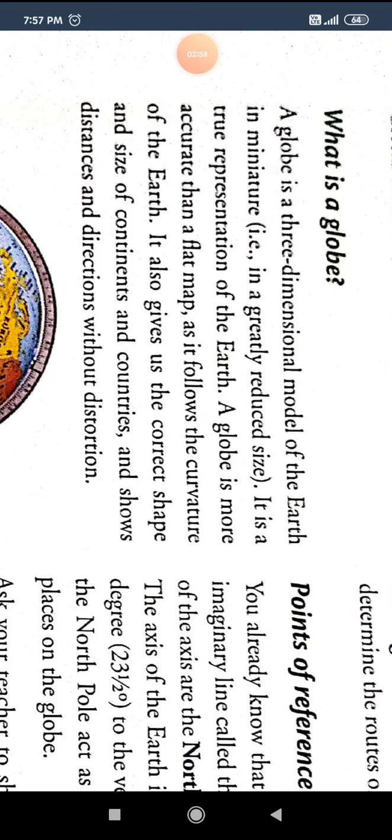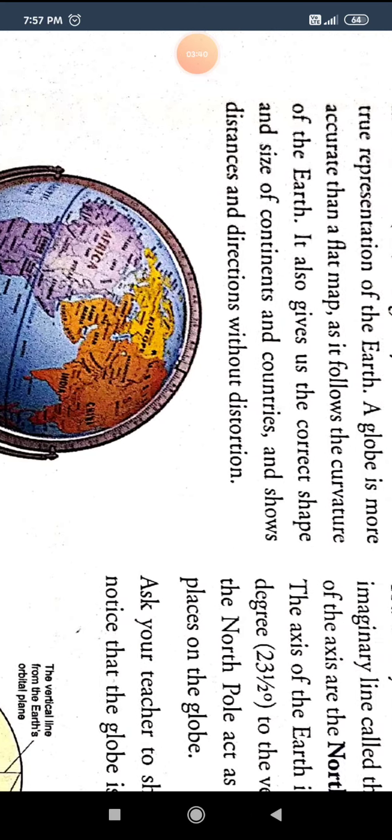On a map also we can see the earth, but the globe is more accurate than a flat map, as it follows the curvature of the earth. The shape of the globe is curved, like an apple, and it gives us the correct shape and size of continents and countries. It also shows the distances and directions between different countries without distortion.